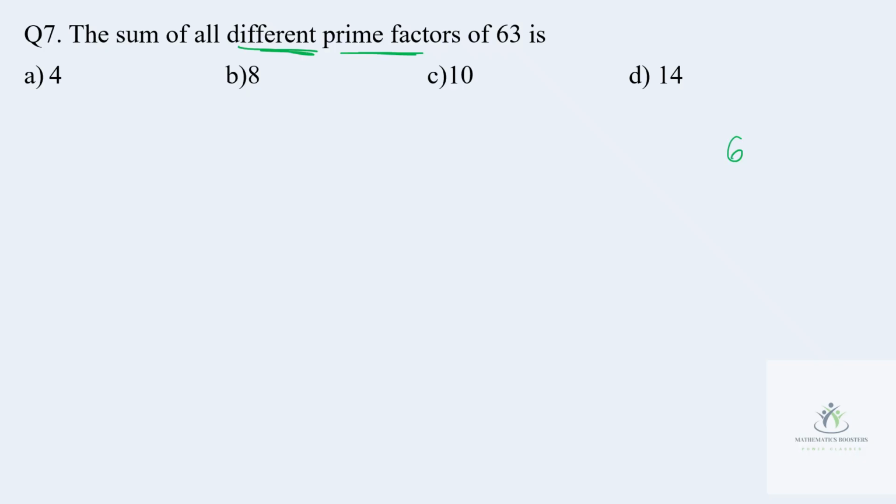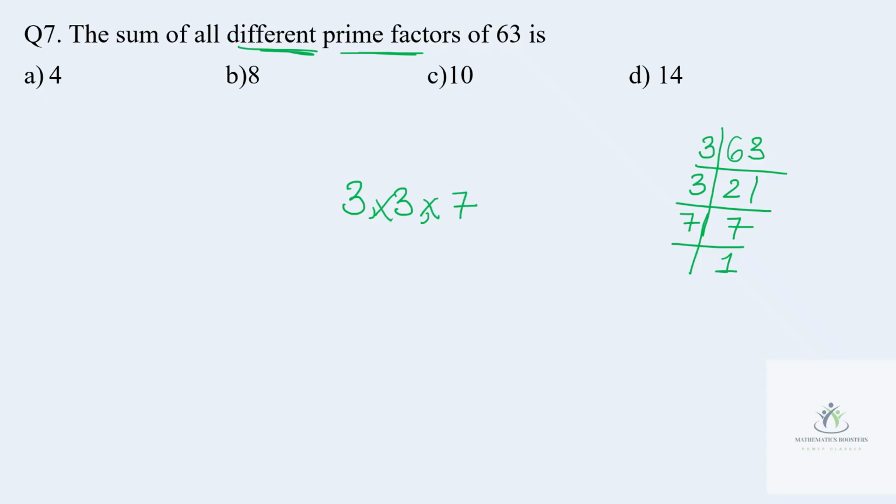Next, the sum of all different prime factors of 63. First, find out the prime factors of 63. We'll start with 3: 21. This is again divisible by 3: 7. Now 7: 1. So which are the factors? 3, 3 and 7. It says different prime factors, so you will only add 7 plus 3. It is not saying sum of all prime factors. It says different prime factors. So the answer will be 10.